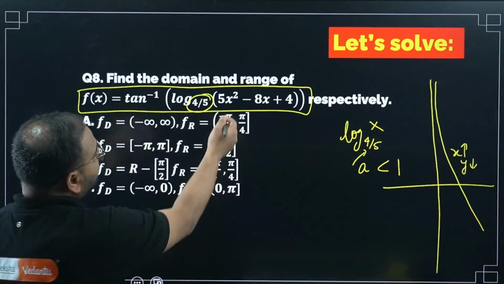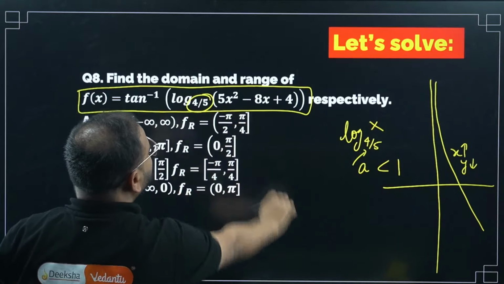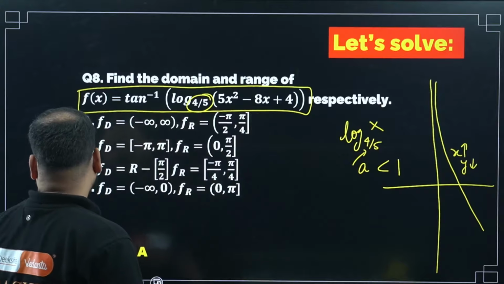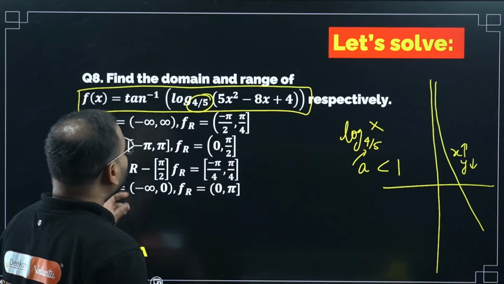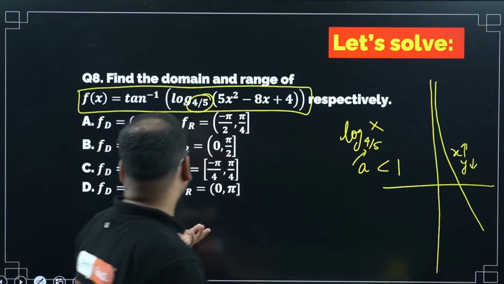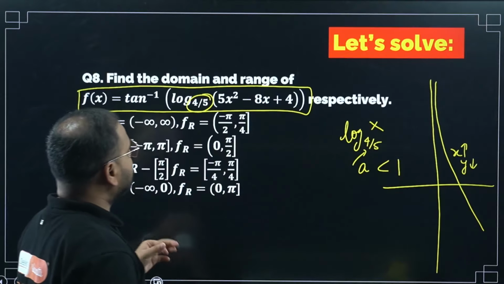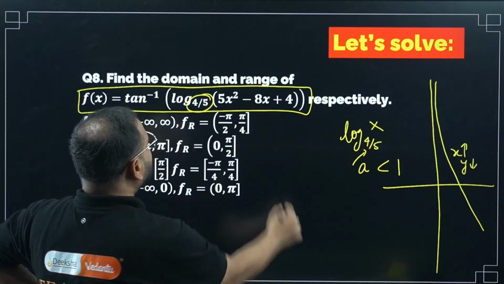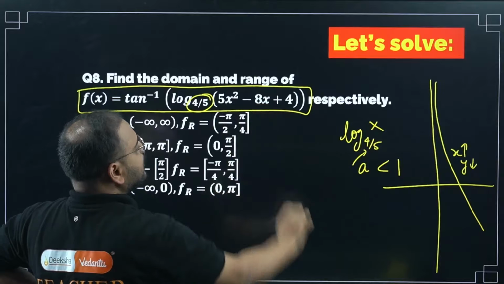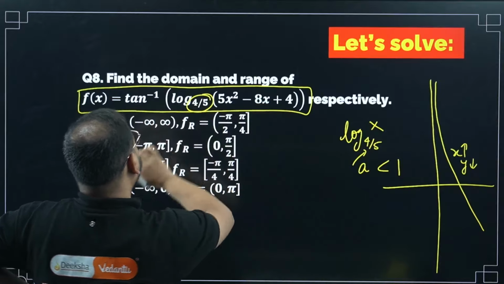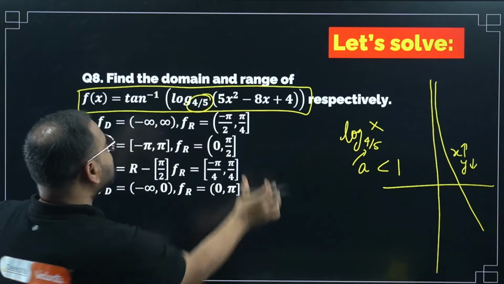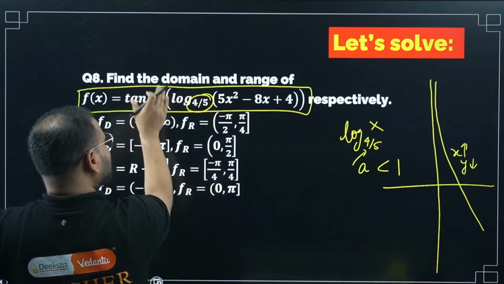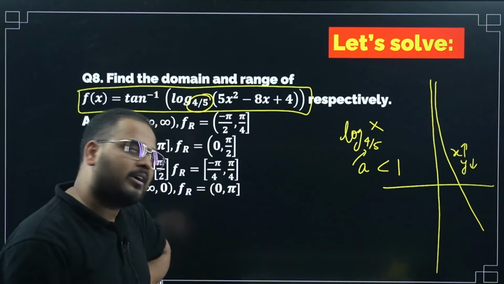All right. Now we'll solve this part, 5x square minus 8x plus 4. One thing which is very sure: we need to find the domain and range, right? So domain will be the values where this is operating, where the log is operating. Then we have to figure out everything.